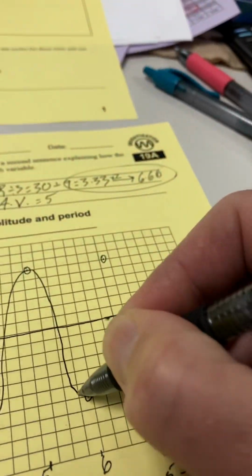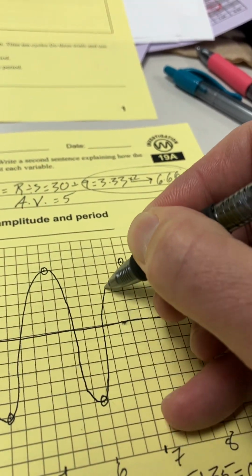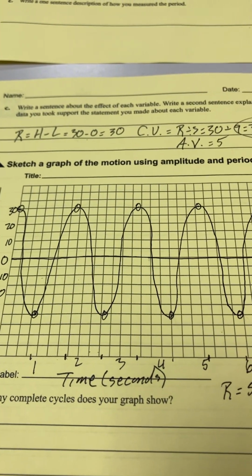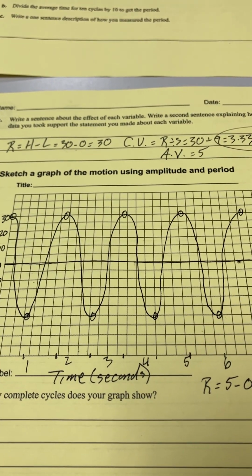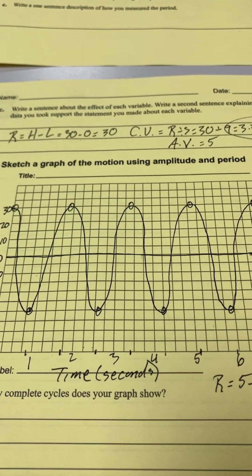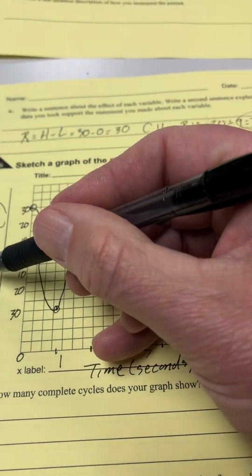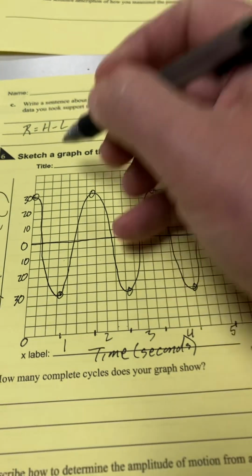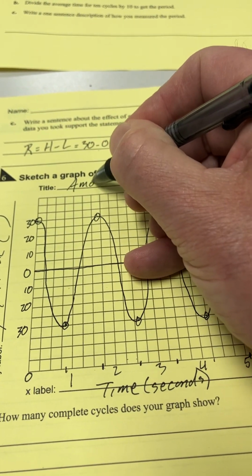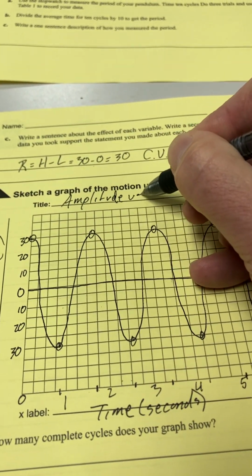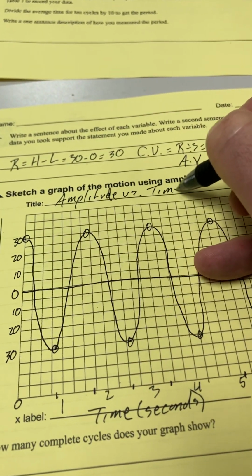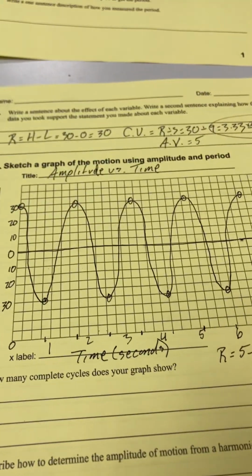Uh-oh. I'm so busy doing my dots, I forgot about the cinematography. So there it is, my graph of simple harmonic motion. Not the best thing I've ever seen, but for one-handed, I'm going to take it. Oh, title, always y-axis versus x-axis. So this would be amplitude versus time. Then you got a couple questions and you're almost done.